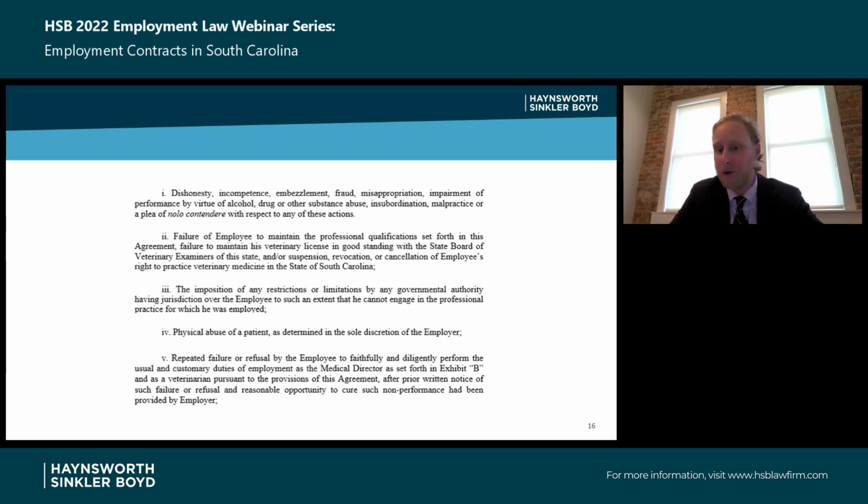Number two is failure to maintain your license. Like I said, this was in the context of a veterinarian. Failure to maintain your license to practice veterinary medicine, we can fire you immediately. Any restrictions on your license, same thing. Physical abuse of a patient. A lot of what we've seen in the last few years too is provisions in here that address allegations or cause to believe that sexual harassment or violation of company's anti-discrimination and anti-harassment procedures. We see a lot of that in here.